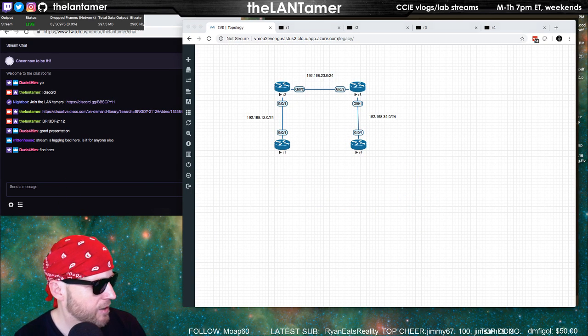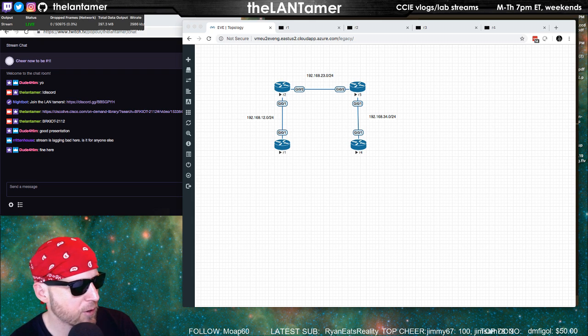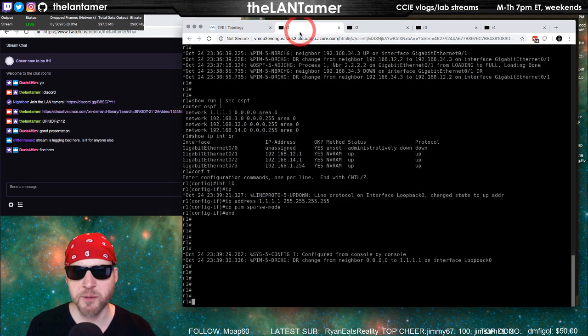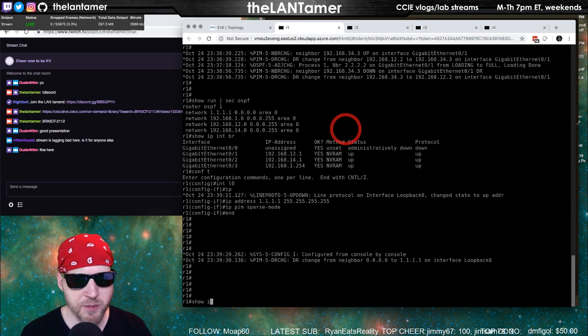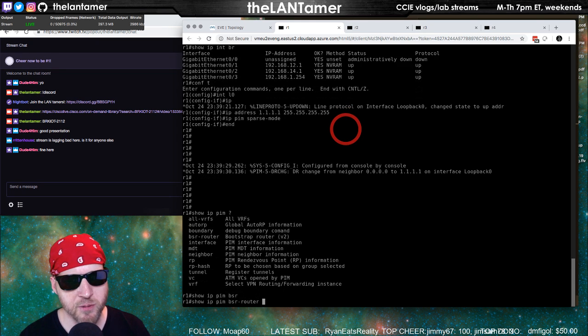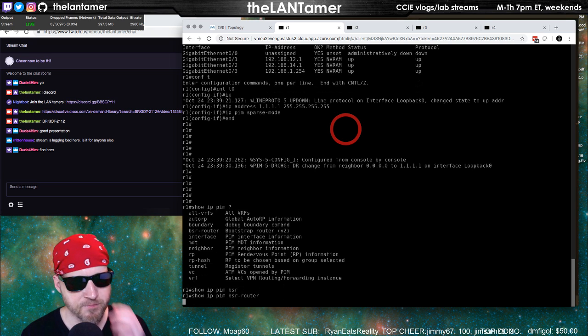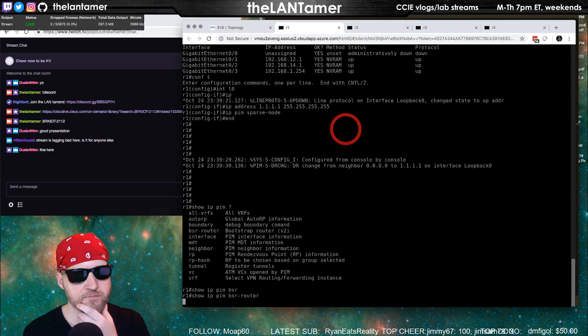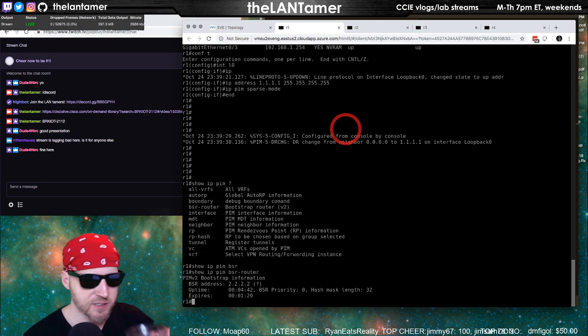All right, where were we? Okay, so we looked at the packet capture. We now have RP advertisements. I'm sorry, BSR messages. There we go. I'm looking for the show command. So show IP PIM, and we have some new commands, new to me. BSR router. Some of these commands take a while to process, I've noticed.